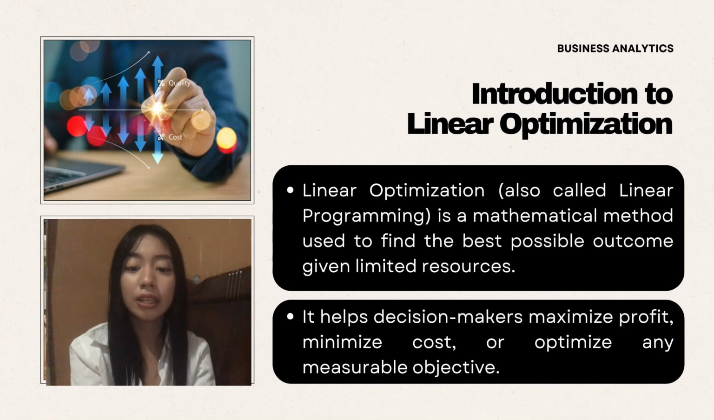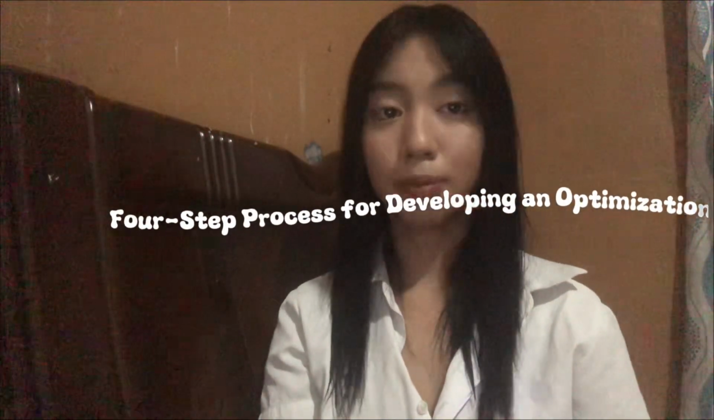So, what makes linear optimization powerful is that it translates real-world scenarios into mathematical models using decision variables, objective functions, and constraints, allowing decision makers to find solutions that are not just good but optimal. By the end of this topic, you will understand how linear optimization works and why it is such an important tool in analytical decision making. So now let's move on to the four-step process for developing an optimization model.